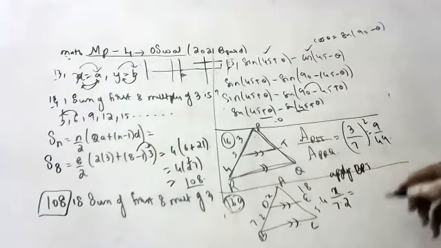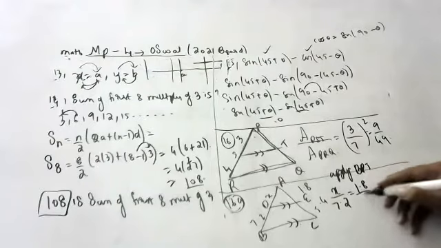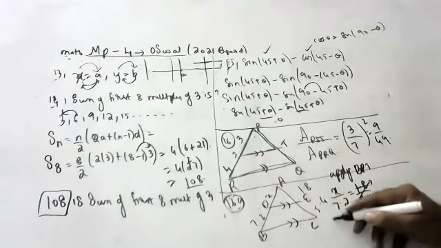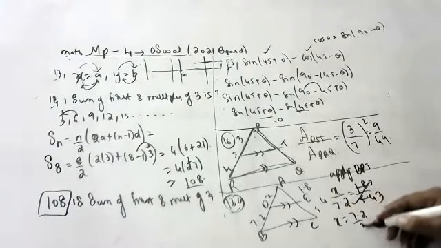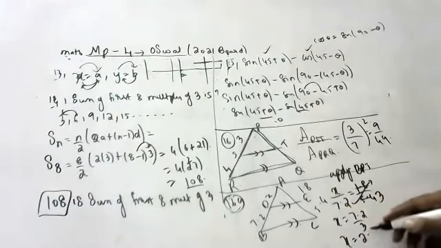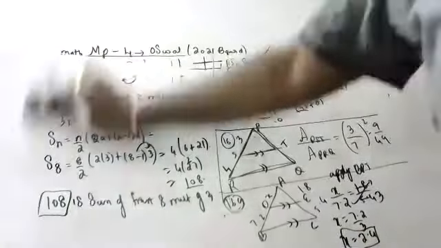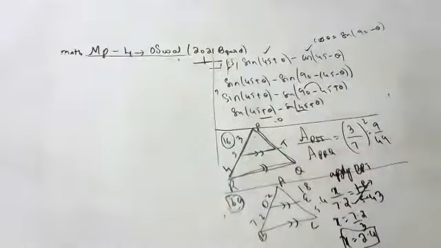x by 7.2 is equal to 1.8 by 5.4, equals 1 by 3. x is equal to 7.2 by 3. x is equal to 2.4. Charan, tell me one more thing. Sorry, Vishwa, tell me one more thing. Yes, sir.